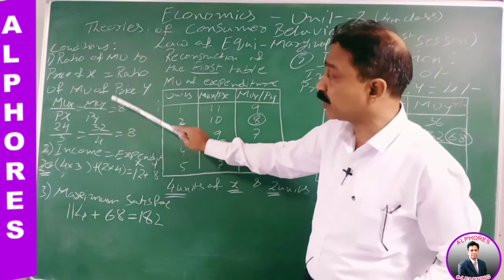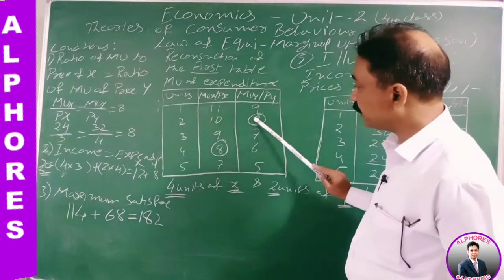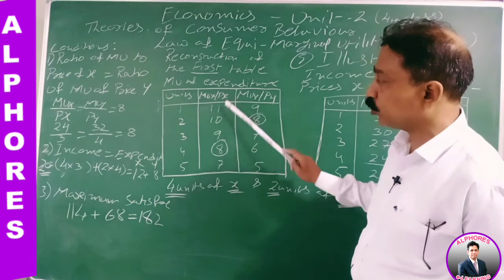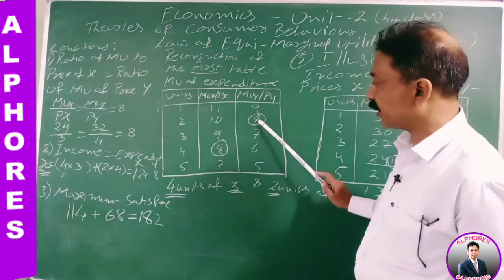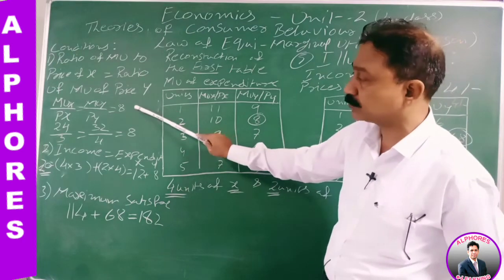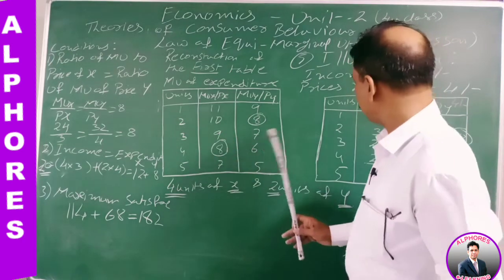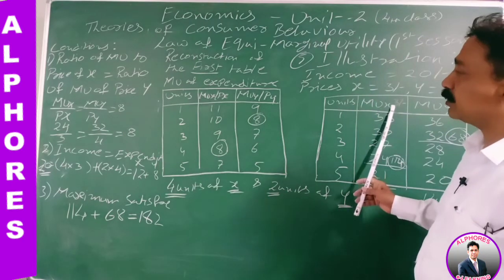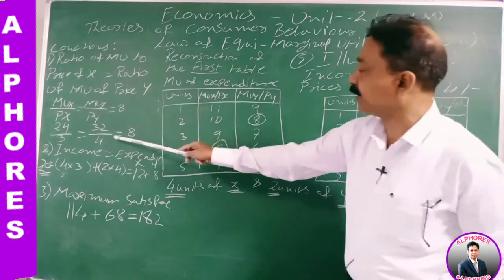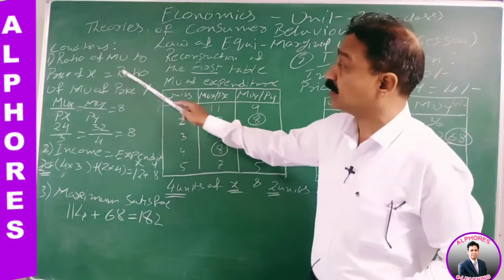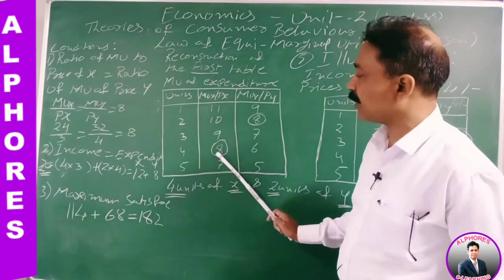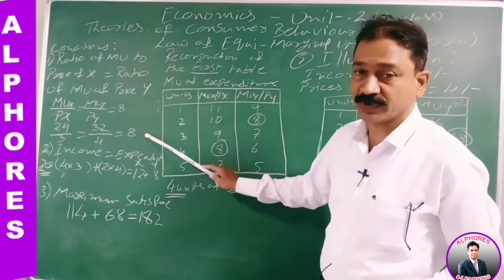See where they have become equal. Here they become equal, 8 and 8. By purchasing 4 of X and 2 of Y, the consumer is getting the same utility, 8. See here, 24 by 3 and 32 by 4. He got 8 out of 8. So here the first condition is applied, and the consumer is happy with equal marginal utilities per rupee.